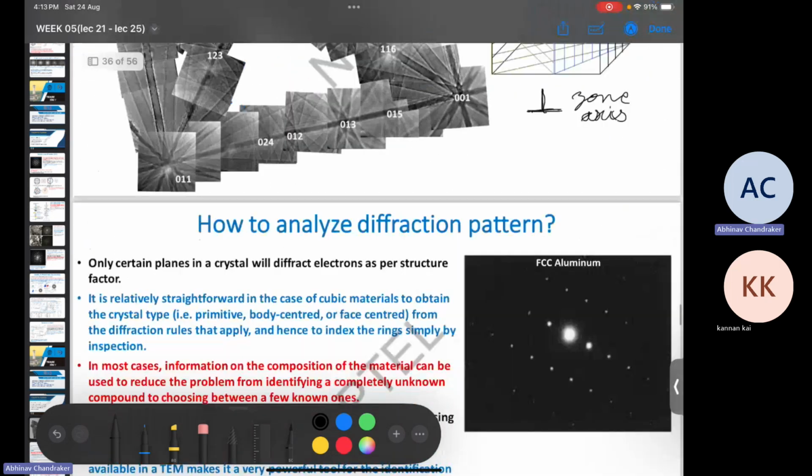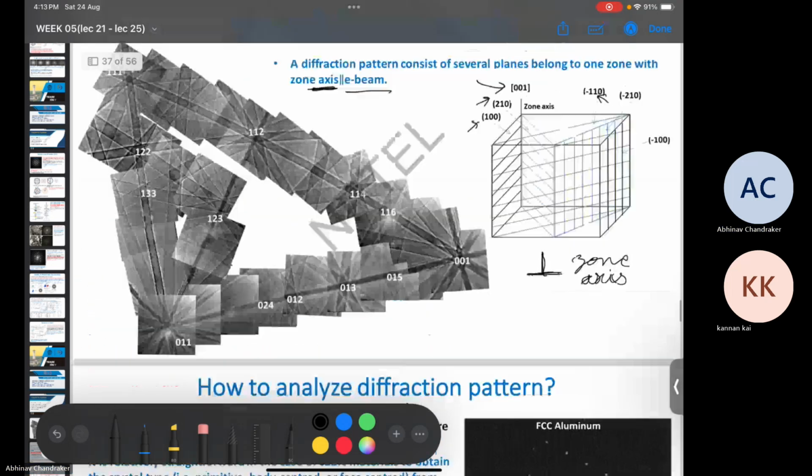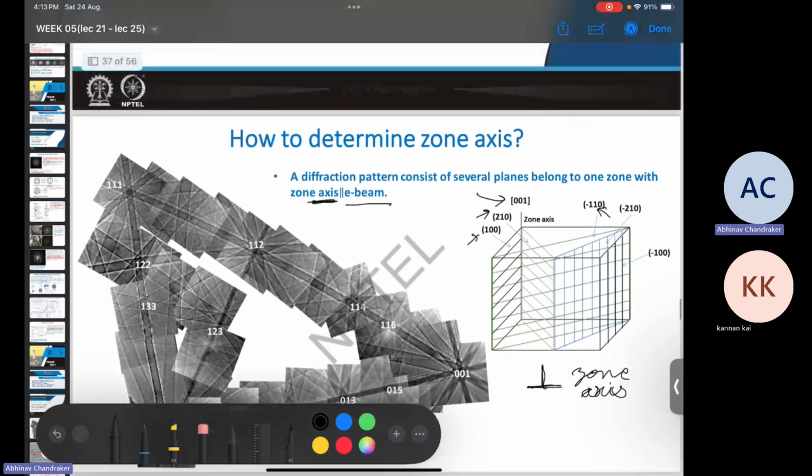So this is the definition of zone axis, and we know that for planes to be able to diffract, they need to be almost parallel to the electron beam. In other words, they need to belong to the zone axis, which is parallel to the electron beam.